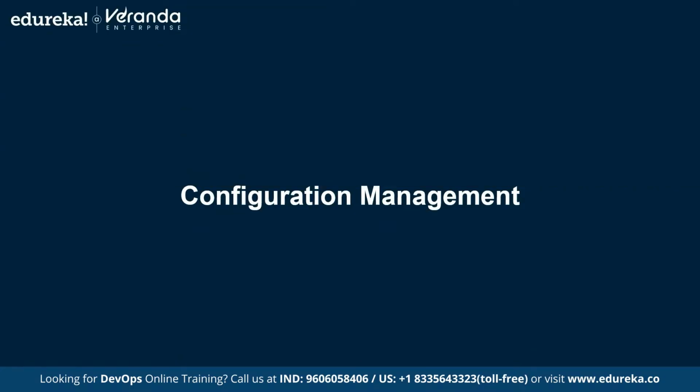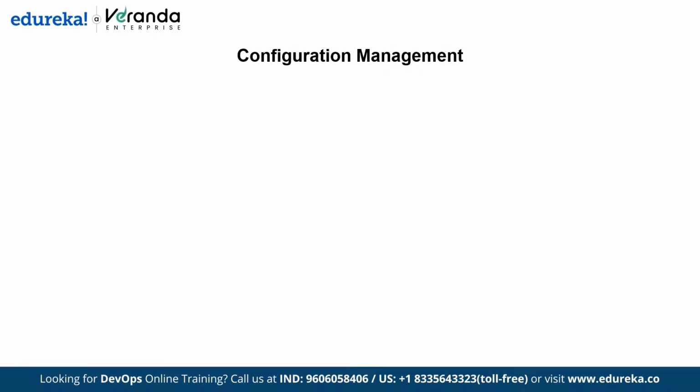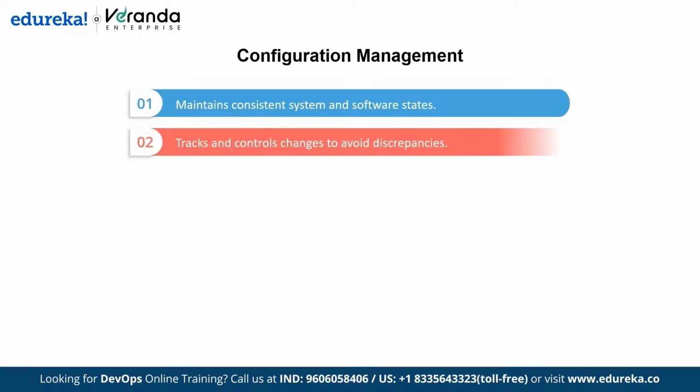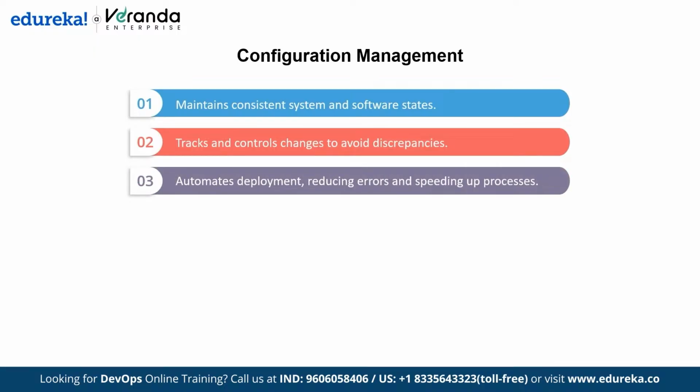Next, we will see about configuration management. Configuration management is a vital component of DevOps that ensures computer systems, servers, and software are maintained in a desired and consistent state. It involves tracking and controlling changes to software and hardware components, which helps prevent problems between environments. By automating the deployment and configuration of systems, configuration management reduces manual errors and accelerates processes.